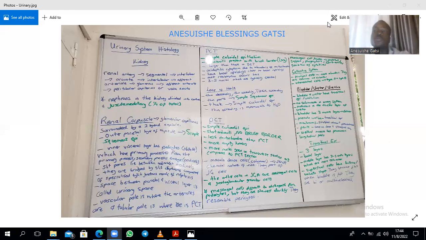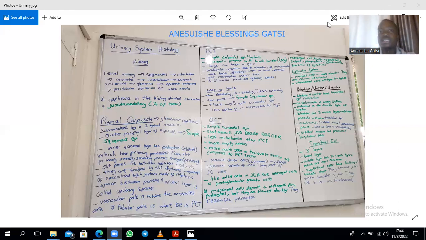And those slit pores are bridged or covered by what are known as slit diaphragms. The slit diaphragms are made up of specialized tight junctions, which have the protein nephrin, right? So the slit diaphragms are made up of nephrins, which make up those specialized tight junctions. And the very important space that we have between the outer parietal and the inner visceral layer, that's basically our urinary space, right?